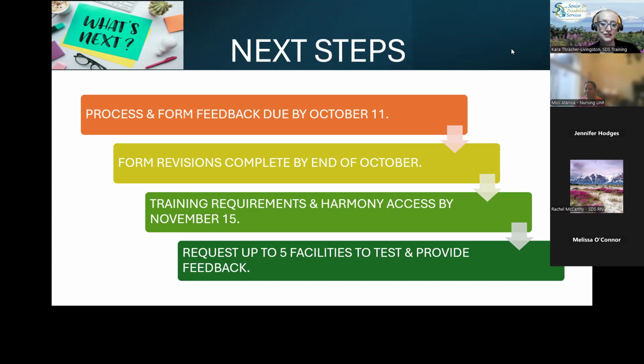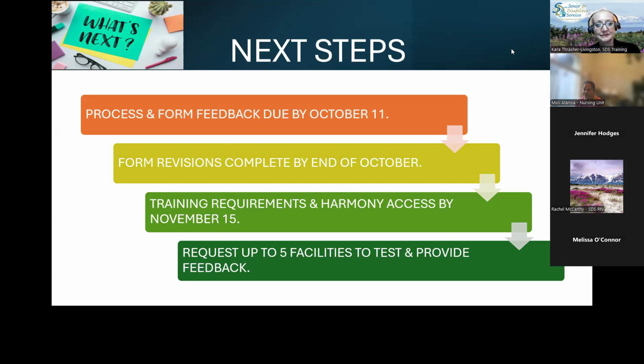There are some questions in the chat. Kara will send out the draft form and the link to the PowerPoint. One question: is the process the same, that the LTC does not admit until the level 1 PASRR has been reviewed by the state? So for your non-Medicaid patients, the process does not have a state step included in there.